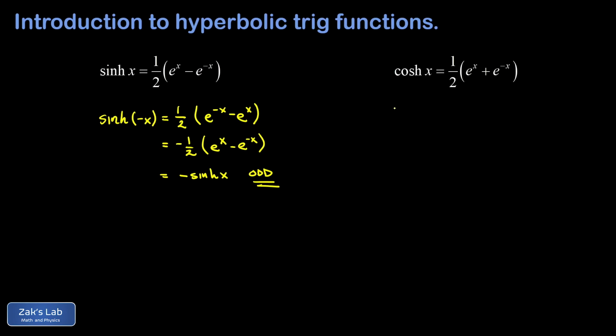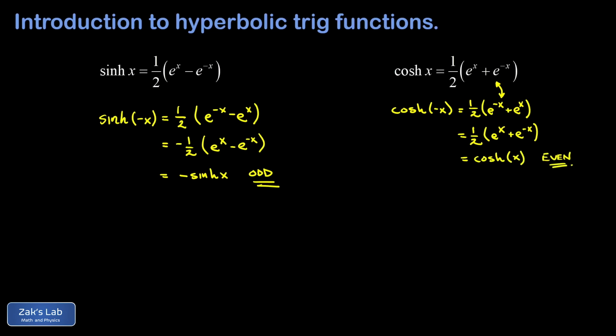As for the cosh function, when we substitute negative x for x, I get the cosh of negative x. That's 1/2 e to the negative x plus e to the positive x. And of course, these two things are the same. I can just reverse the direction of that sum, and I've rediscovered the original function, the cosh of x. So if replacing x with negative x results in the original function popping out, that's an even function. That means that when we graph the hyperbolic cosine function, we should see even symmetry, which means it has a reflection symmetry about the y-axis.